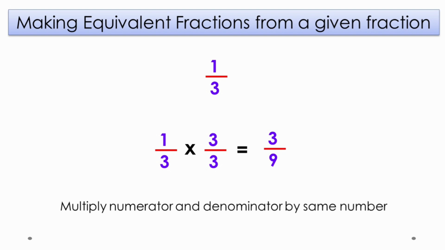How do we make equivalent fractions from a given fraction? Let's take 1/3 as an example and make its equivalent fractions. All we need to do is multiply numerator and denominator by the same number. If we multiply it with 3, we will get 3/9, which is equivalent to 1/3. So, by multiplying numerator and denominator by the same number, we can have countless equivalent fractions of a given fraction.